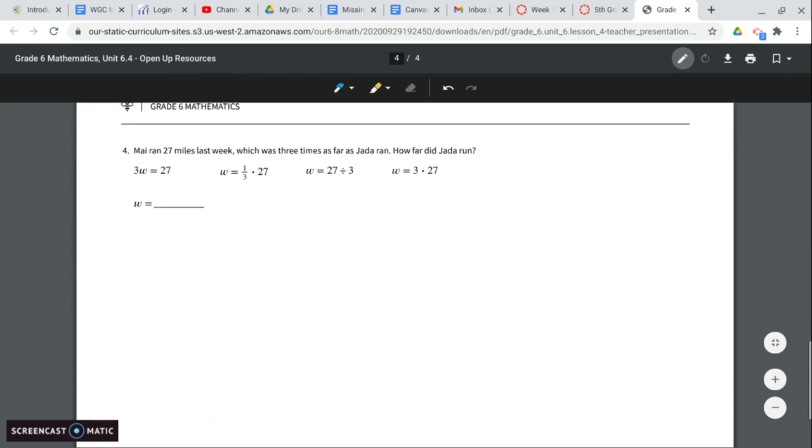All right, and our last one here. Mai ran 27 miles last week, which was 3 times as far as Jada ran. How far did Jada run? So we know it equals 27, and it's 3 times as much. So the first one works. We can divide to solve. That would work. We can also multiply by 1/3. Remember, dividing by a number and multiplying by 1 over that number are the same thing. So 27 divided by 3 is 9. There is our solution.